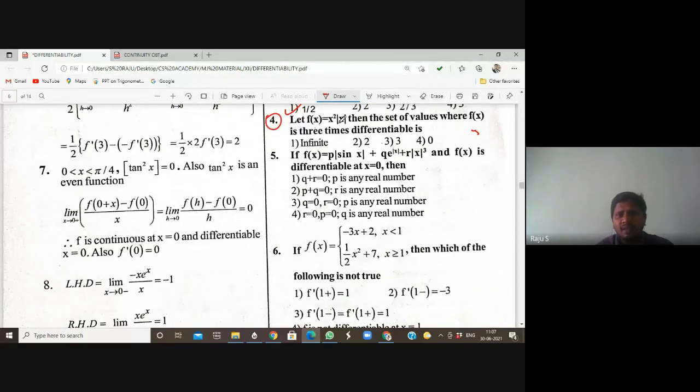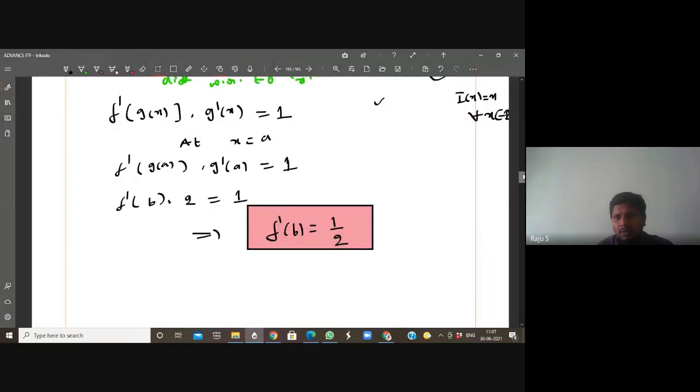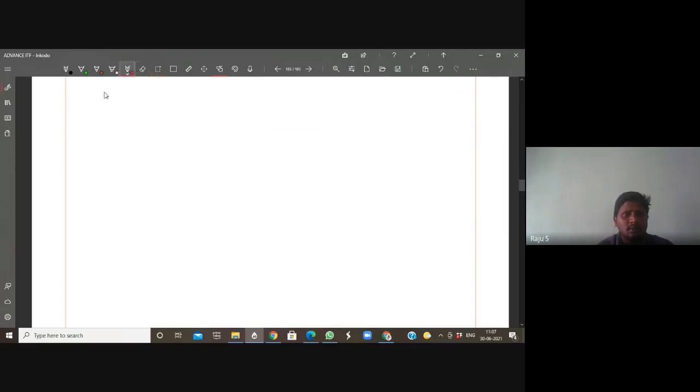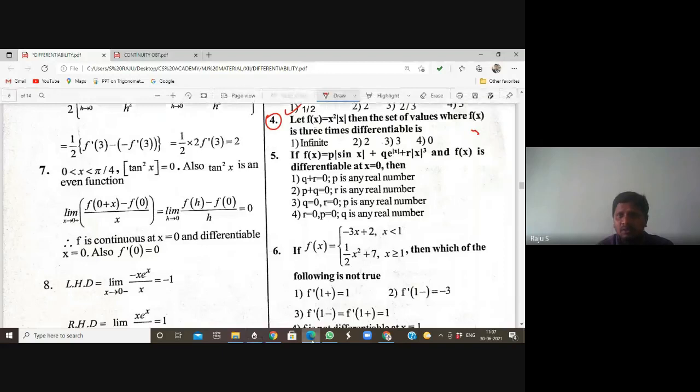See, f of x is equal to x square modulus x. Okay, this is also easy. Question number 4, the given function f of x is x square modulus x. Then the set of values where f of x is differentiable is, okay, set of values where f of x is differentiable.